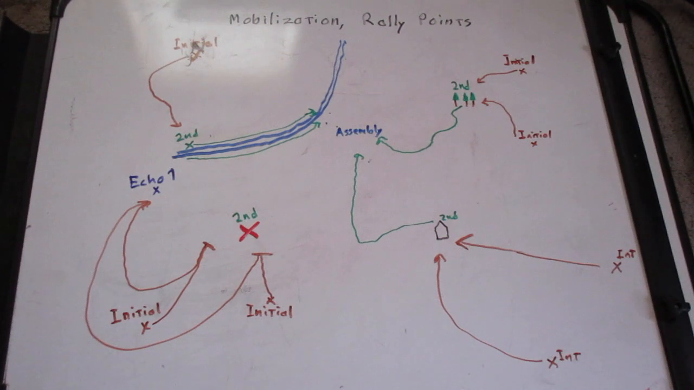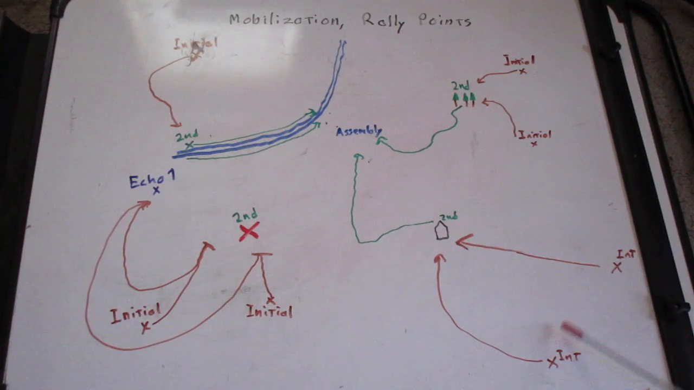Now, the reason there's so many rally points is you could be spread out over a wider area. Let's say you're spread out over half a state and you're all going to meet in one central location. Well, not everyone lives in the same area, so you've got to come together, and that's why you have multiple rally points.